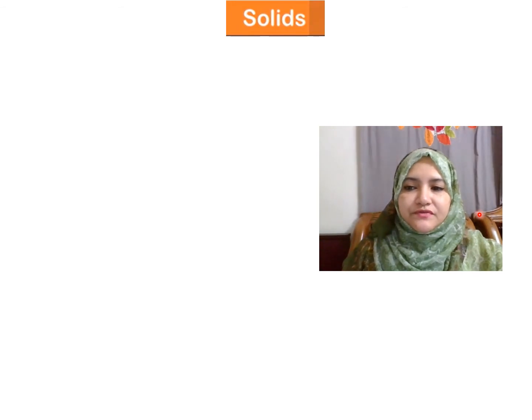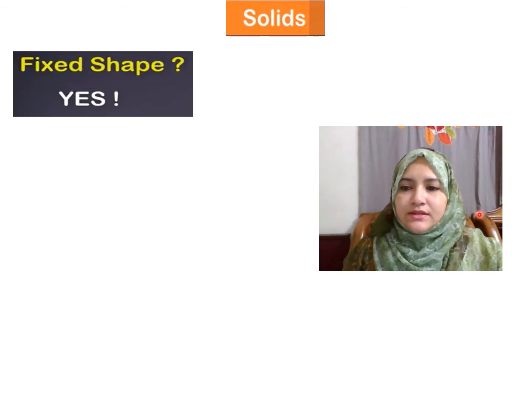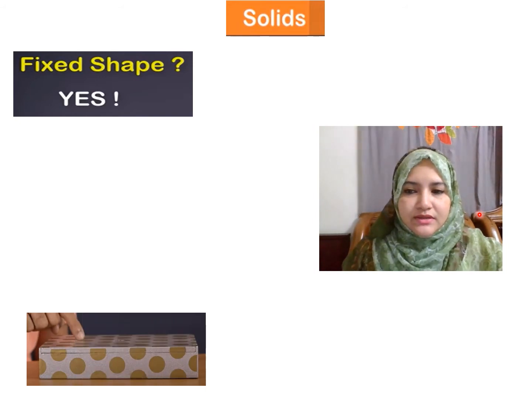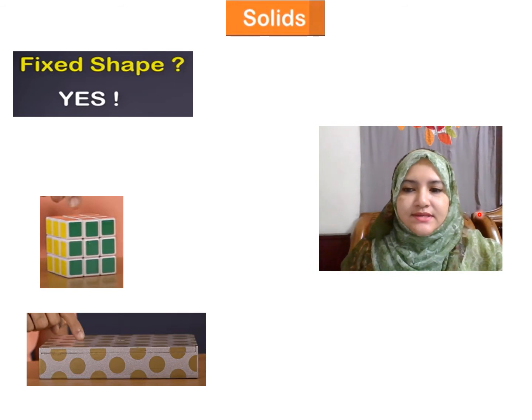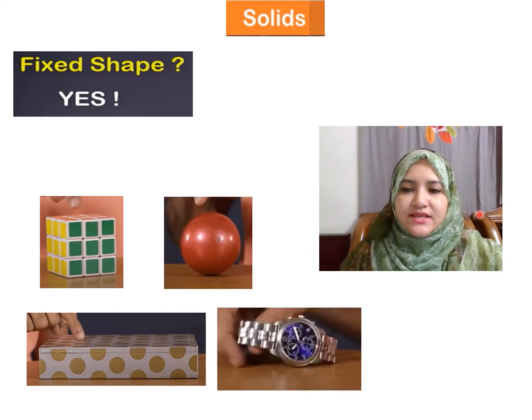Do solids have a fixed shape? Yes, as you can see here, they have a fixed shape. This is a cuboid, and this is a cube. This is a sphere, and the watch has an irregular shape. So for solids, the shape does not change.